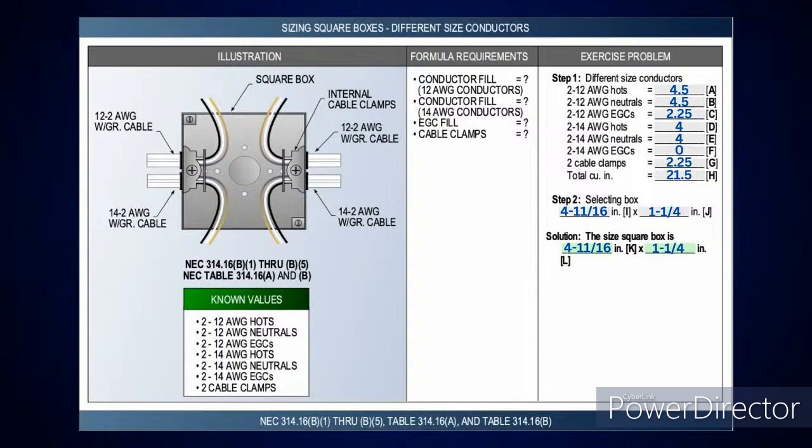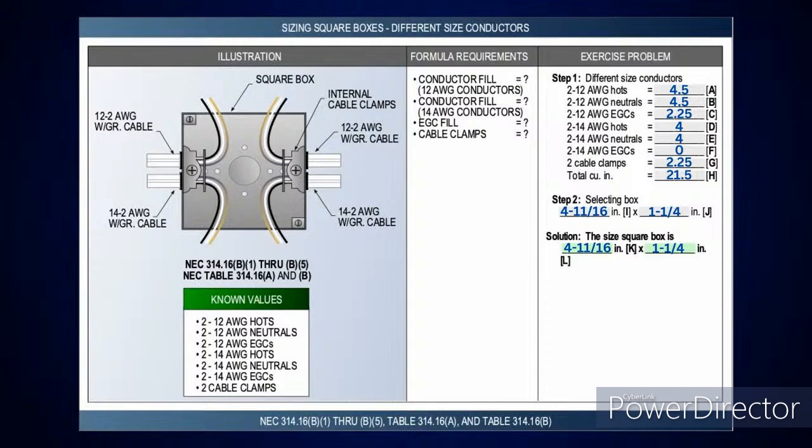Then I've got two number 14 ungrounded phase and grounded neutral conductors. If I look at table 314.16(B), the number 14 is good for two cubic inches. Multiply it by 2, you get 4. You don't count the number 14 equipment grounds, so that's 0. I've got two cable clamps, and I have to count at least one. That's 2.25 cubic inches. Add it up, and it gives you 21.5 cubic inches. Come down the cubic inch column, over to the left-hand side, pick the cubic inch that's above it, and it'll tell you the size square box you need, which is a 4 11/16 by 1 1/4 inch, the minimum.